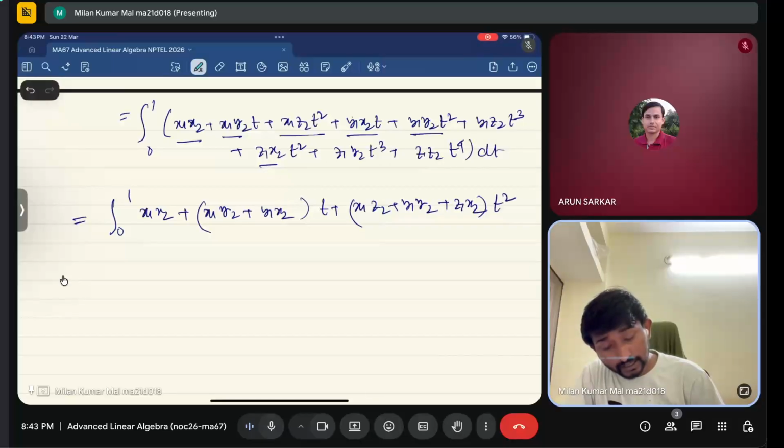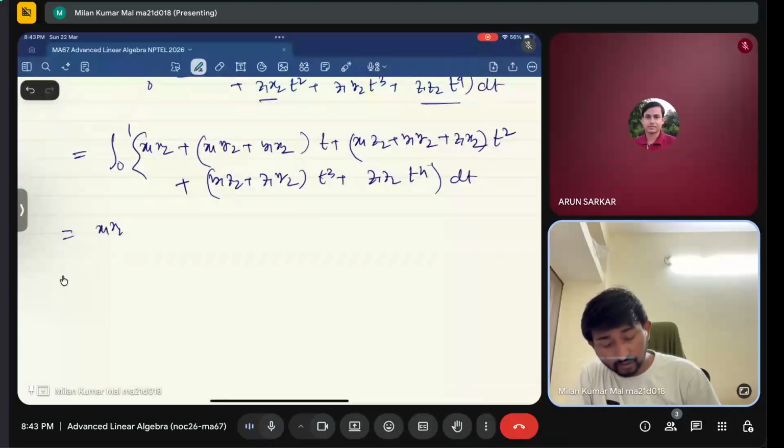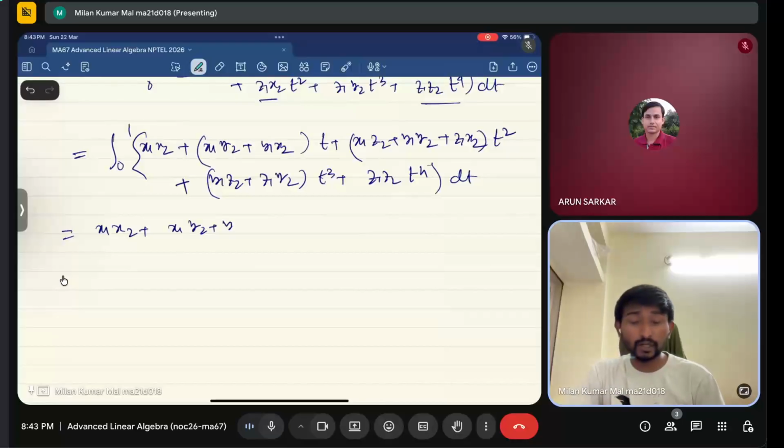This is t square, and let's collect the t cube term. The t cube term is (y1 z2 + z1 y2) t^3, plus the t^4 term, which is z1 z2 t^4, and we have to integrate it dt. So we know that the first term will be x1 x2, because it is integration over 0 to 1. The next term will be x1 y2 plus y1 x2, and the integration of t will be t square by 2, so that will be divided by 2 here.